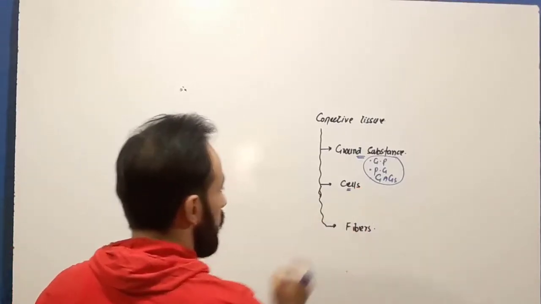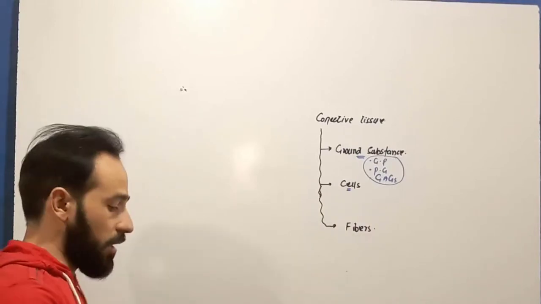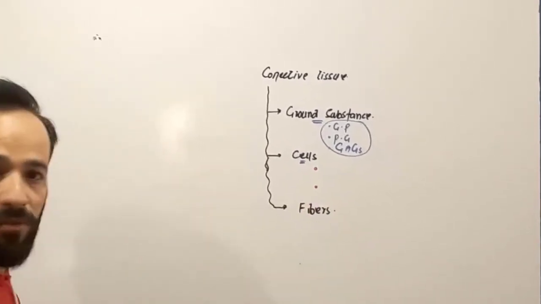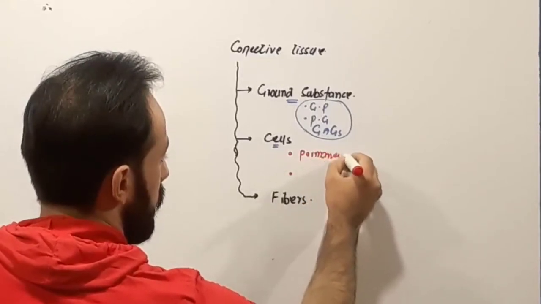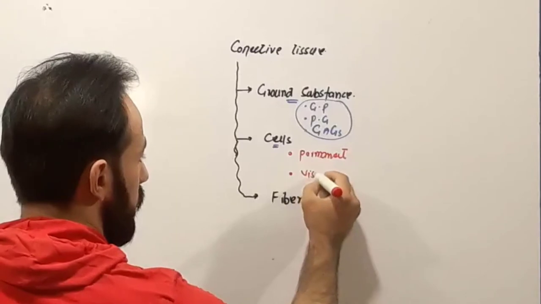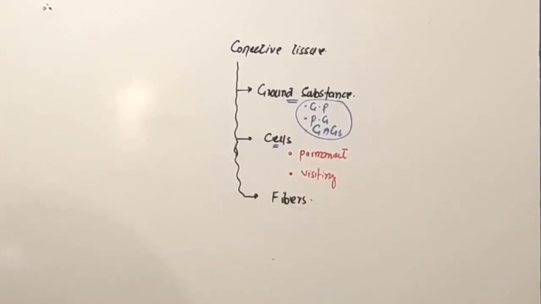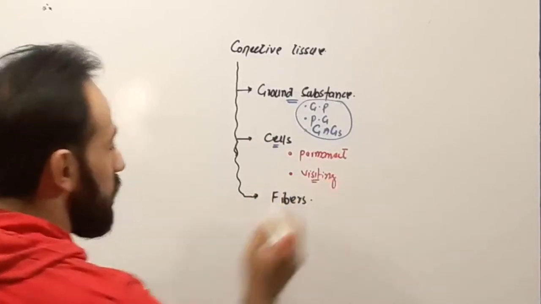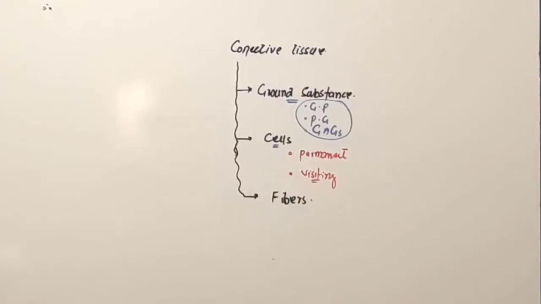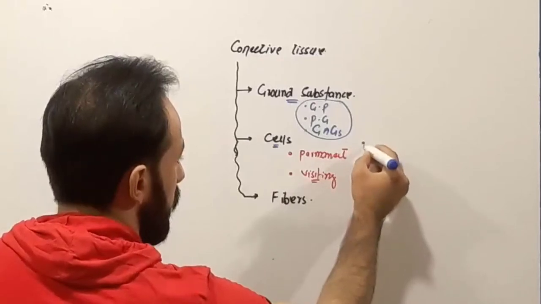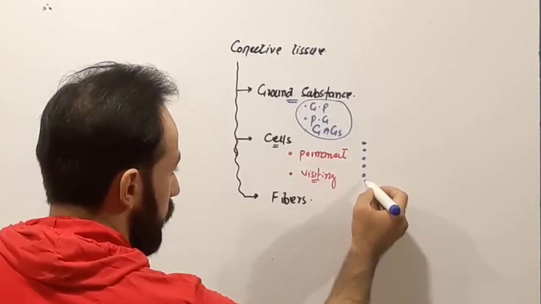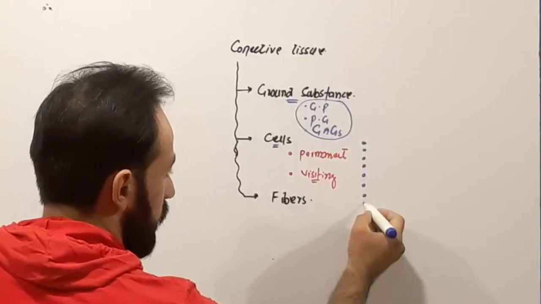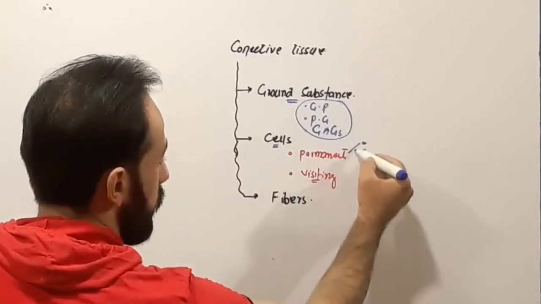Now, about the cells of the connective tissue, in the previous lecture I had introduced that there are two types of cells present in the connective tissue: the permanent cells, and then the visiting cells, which will visit the connective tissue, go out of that tissue, and again come in. So these are the guest cells. In the permanent cells, we have discussed that there are osteoblasts, osteocytes, chondroblasts, chondrocytes, pericytes, epithelial cells, myoepithelial cells, mast cells. So I have already discussed all of them.